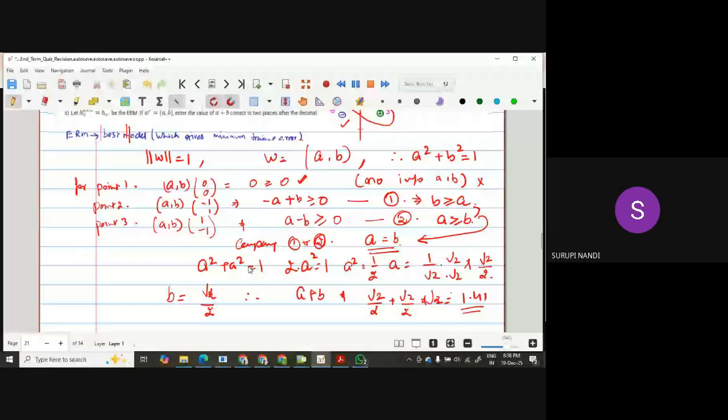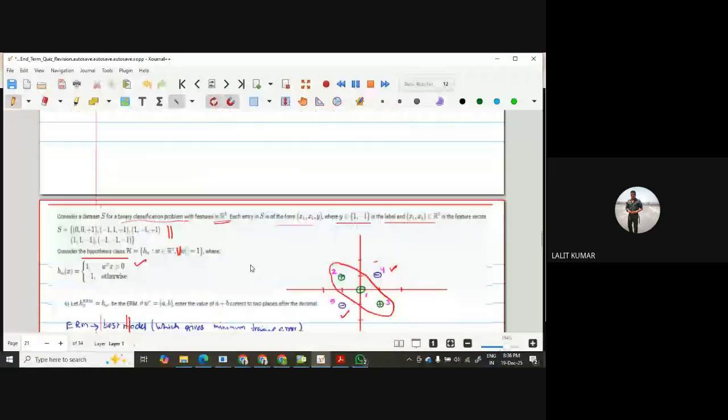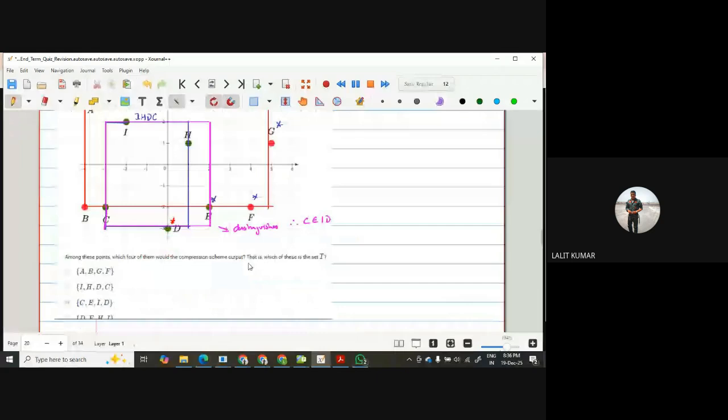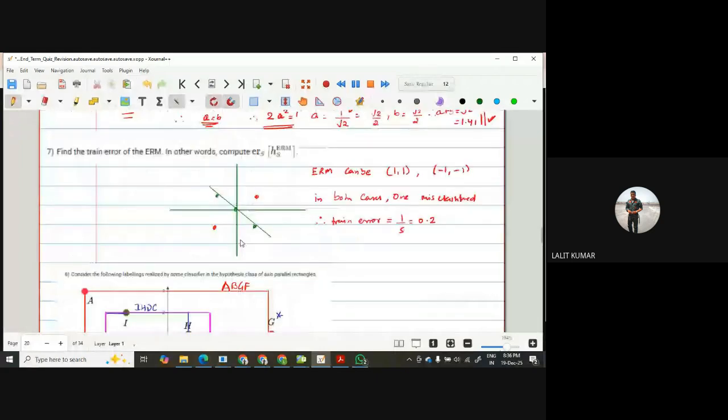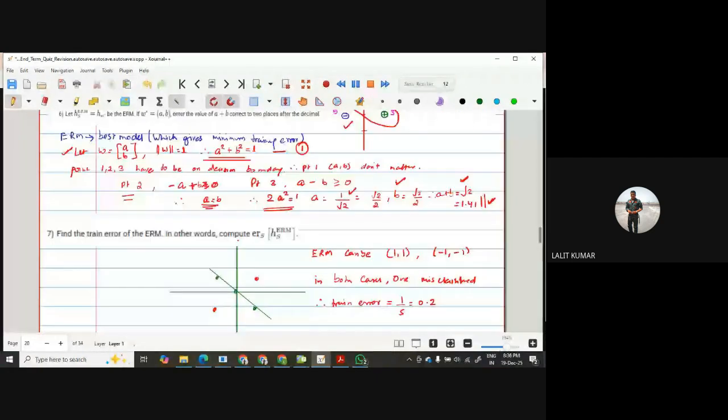Clear, Surabhi? Yes. Okay. Now we come to the next question on the same. So now they're asking to find the train error of the ERM.